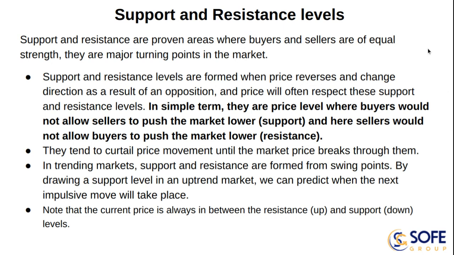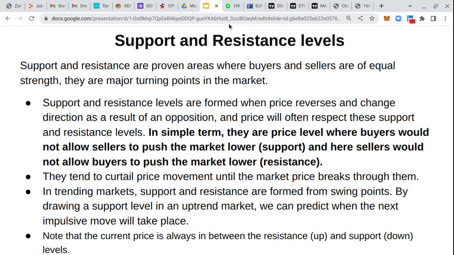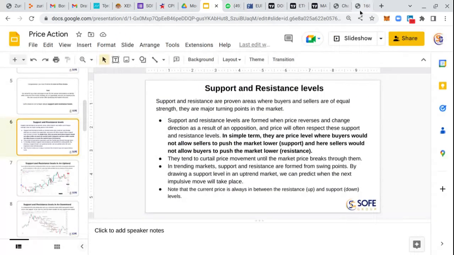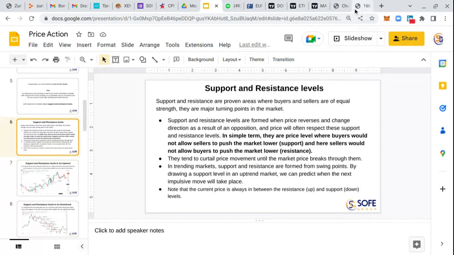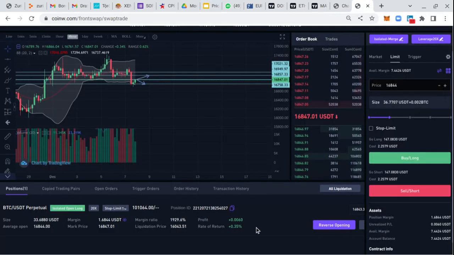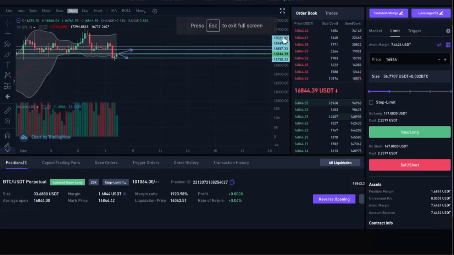Now, support and resistance level, you see, I've made a mistake. That mistake is that I did not put take profit and stop loss, because I might come back to this market and discover that the market has gone against me and I'm in serious loss. You understand? I might be in serious loss.